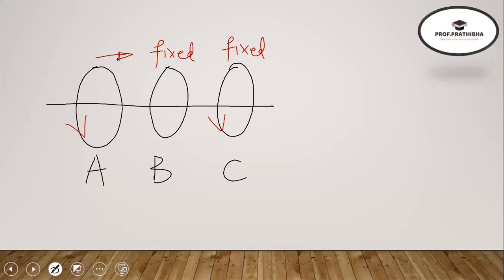So when A is coming towards B, what will B do? According to Lenz's law, B is going to oppose the change which is happening, and therefore the direction will be reverse. Is this fine? Have you understood this? Yes, okay.